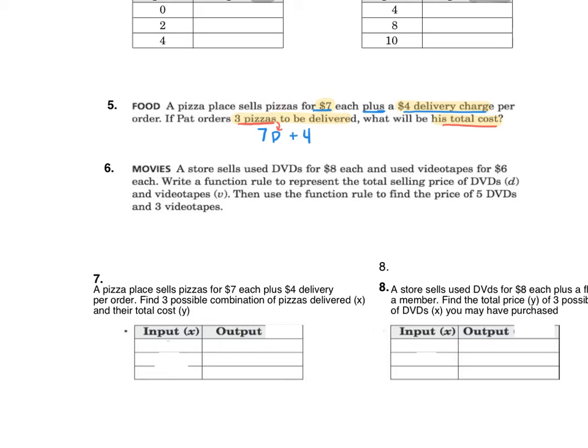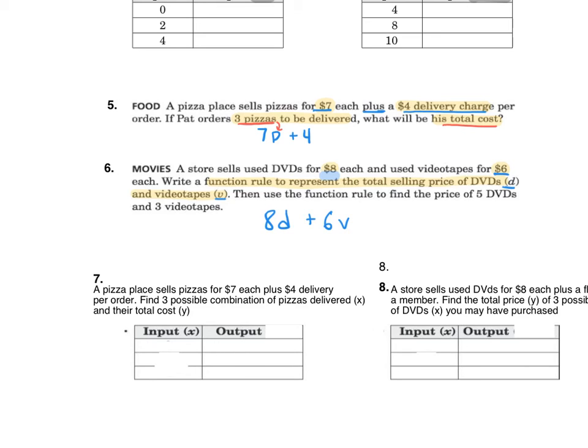You're going to do the same for the next one here. A store sells used DVDs for $8 each and videotapes for $6 each. So you're going to write a function rule to represent the total selling price of DVDs and videotapes. You want to think about that, and it's telling you what letters to use there. So if it's $8, 8 times, let's look at it, the DVDs we're using a D. And videotapes are $6, and for the videotapes we're using the letter V.